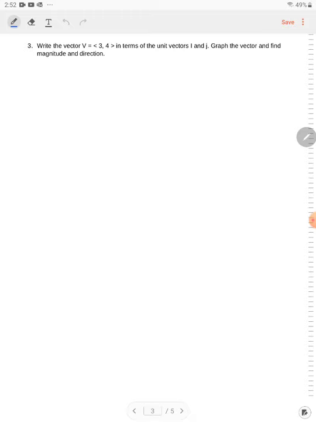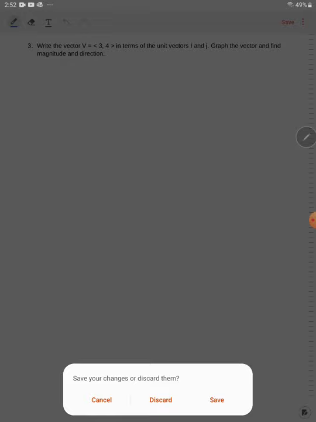Okay, write the vector 3, 4 in terms of the unit vectors i and j. Graph the vector and find magnitude and direction. Your unit vectors i and j: i is in the x direction, and j is in the y direction. So v would equal 3i plus 4j. Notice, it's almost like an ordered pair, but it's a vector. The x comes first and then the y. So the first number, the 3, is in the i direction. The second number is in the j direction.